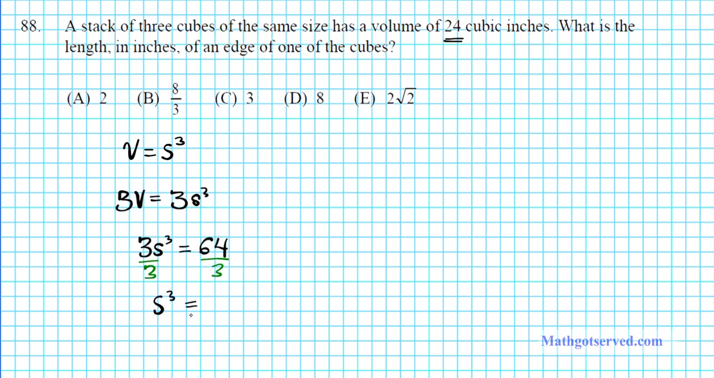s to the third is equal to, actually the volume is not 64, the volume is 24. Sorry about that. Volume is 24. And then we're dividing that by 3. 24 over 3 is 8. And then we're going to take the cube root of both sides. Take the cube root there. Take the cube root here. And you have the side length s is equal to 2 units long. So that is the length of one edge of the cube. All right.